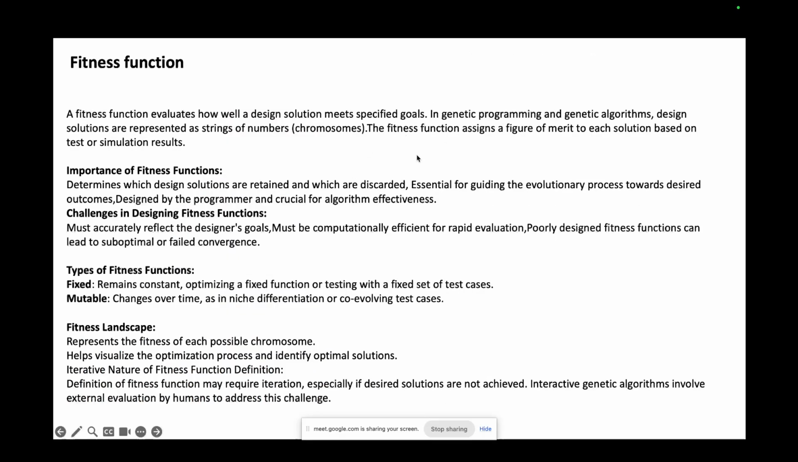So what is this fitness function? You can consider this fitness function as some sort of a cost function. You need to minimize this or you need to maximize this, right? So it will evaluate how well a design solution meets specified goals. In genetic programming and genetic algorithms, design solutions are represented as strings of numbers, which we discussed already, known as chromosomes, and the fitness function assigns a figure of merit to each solution based on a set of tests or simulation results. So, as I was saying, it's a function that will assign a particular value or some sort of a parameter to a particular solution to denote how good that solution actually is. This fitness function will determine which design solutions are retained and which are discarded, and this is essential for guiding the evolutionary process towards desired outcomes.